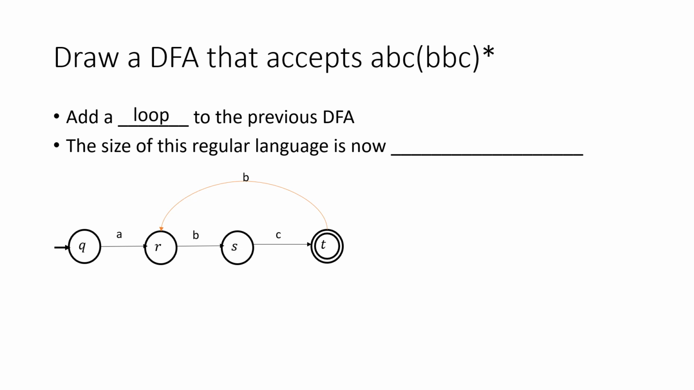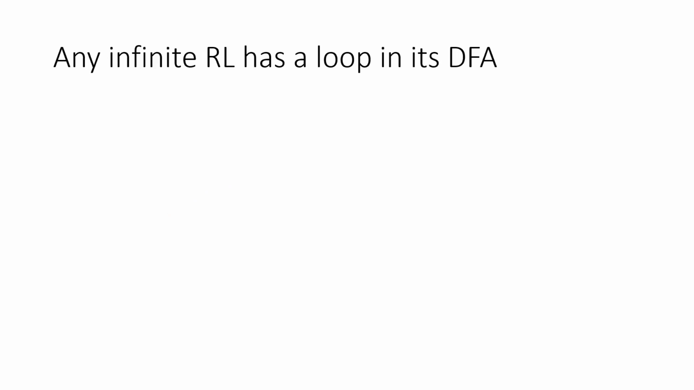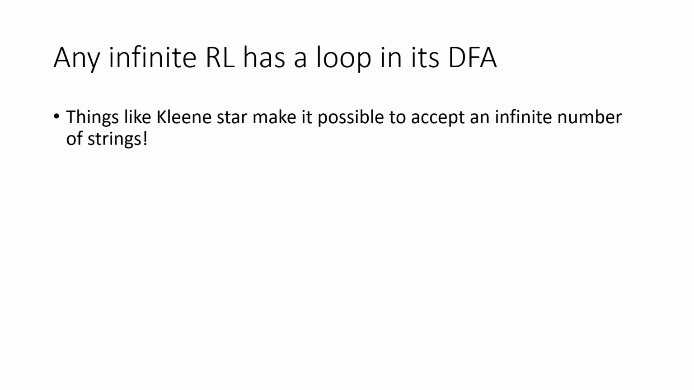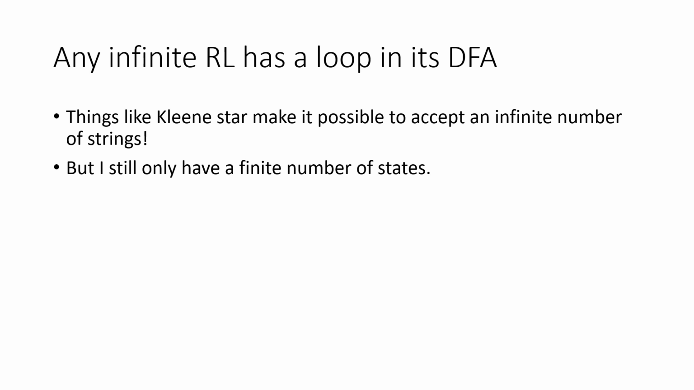And what you might notice as well is that the number of strings that this DFA accepts is now infinite, countably infinite. So the size of this regular language is now countably infinite. The takeaway there is that any infinite regular language has a loop in its DFA. Things like the Kleene star make it possible to accept an infinite number of strings, but a DFA only has a finite number of states. And of course, with Kleene star, you still have a regular language.